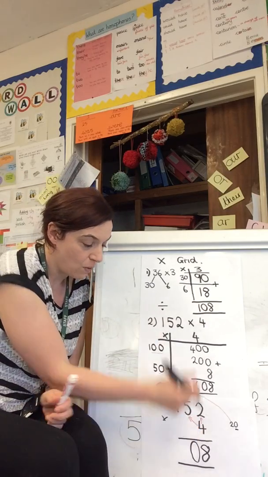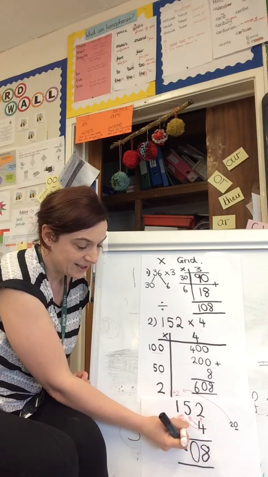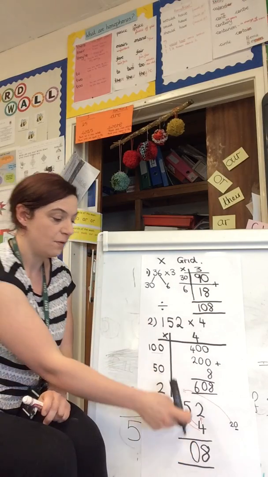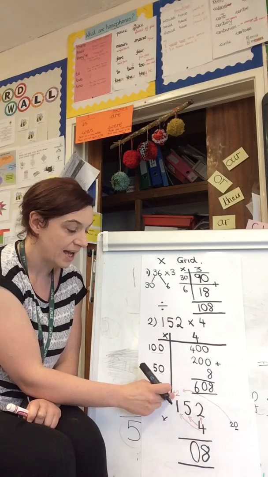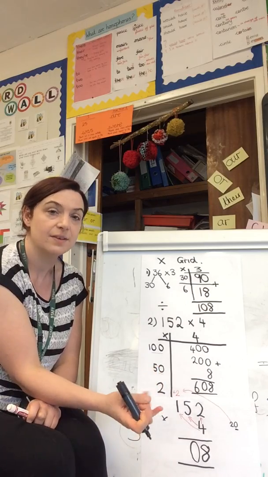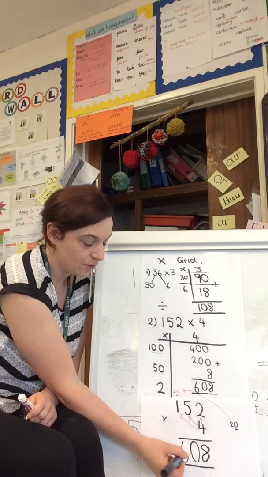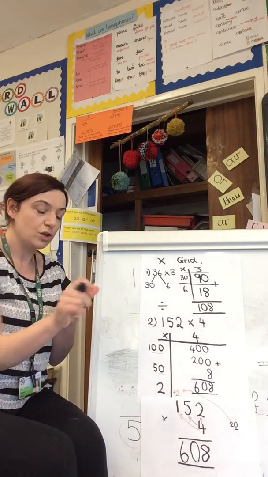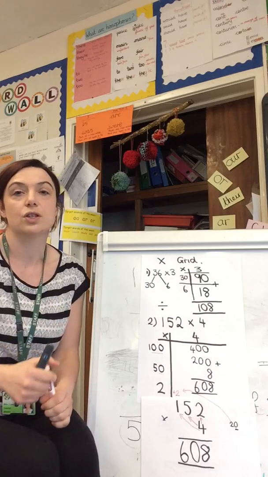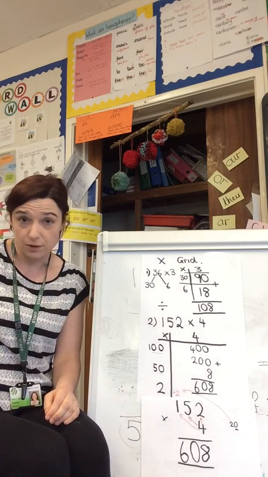And now I have 4 times 1. 4 times 1 is 4. Add my 2. 4, 5, 6. 608.